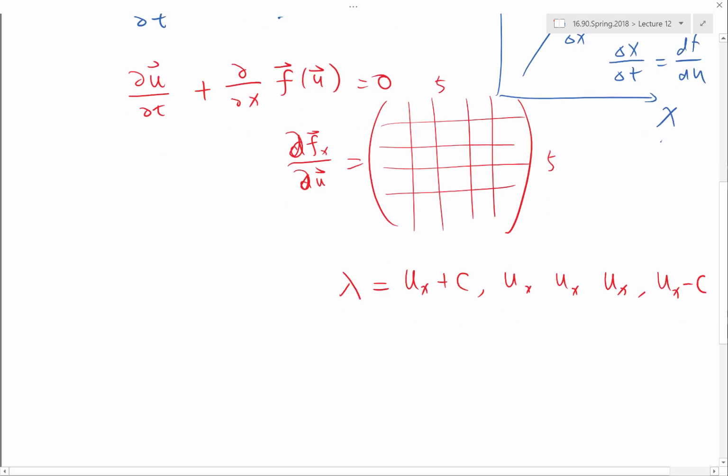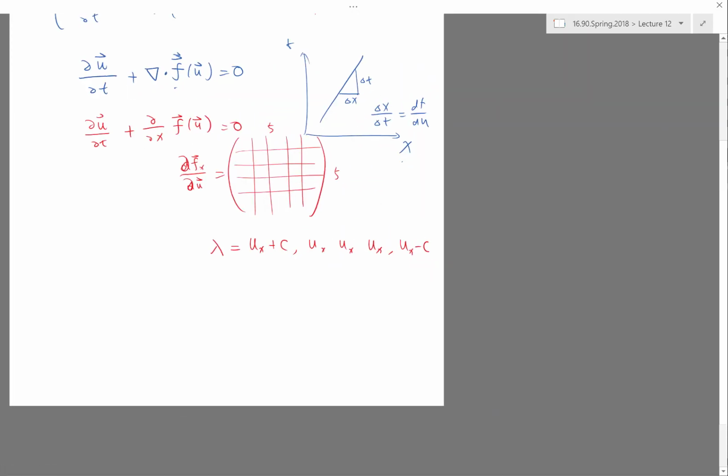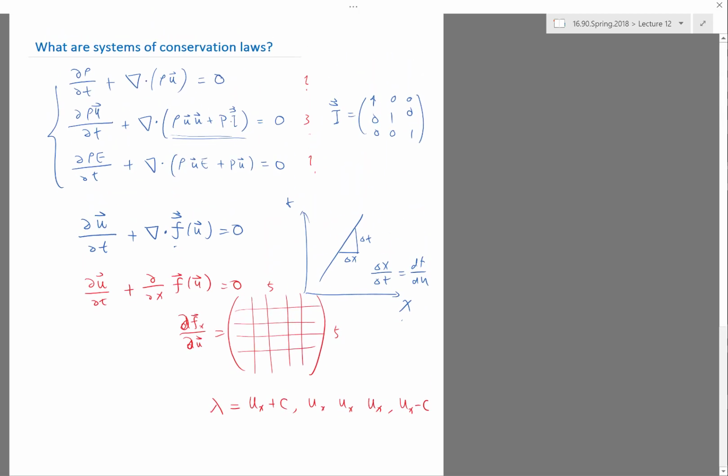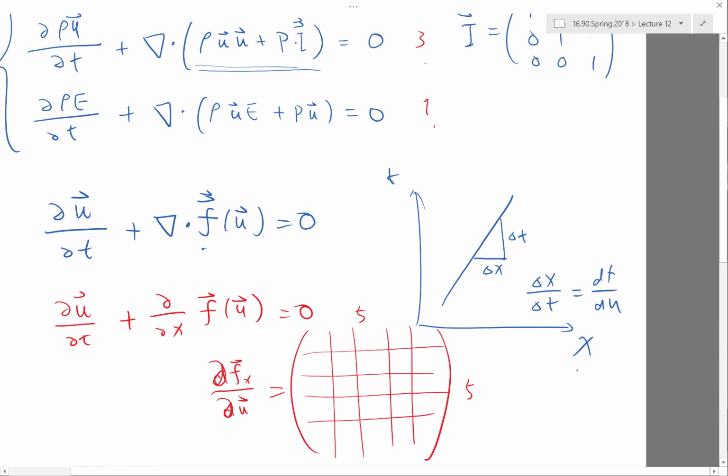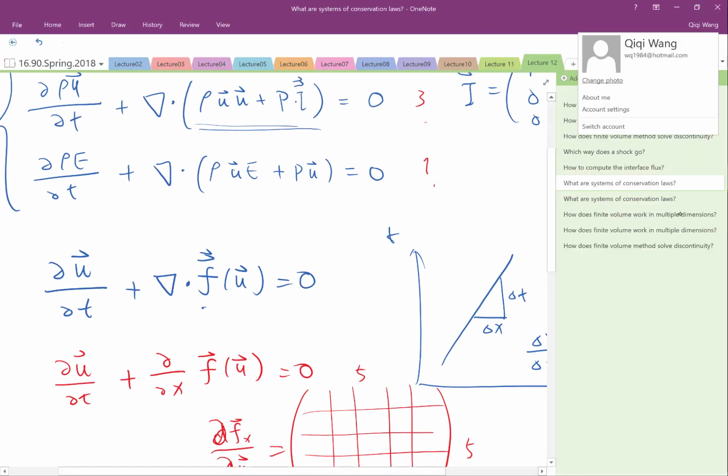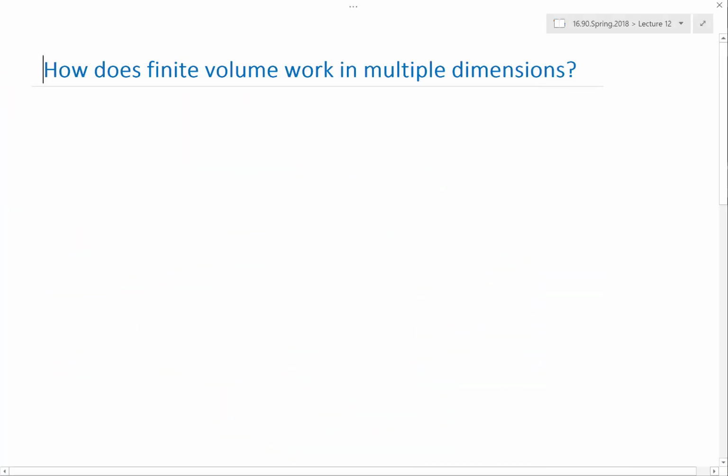Okay, so this is about a system of equations very quickly. And another thing I just want to touch on, hope I have time. It's about how you can actually do finite volume very easily in multiple dimensions.